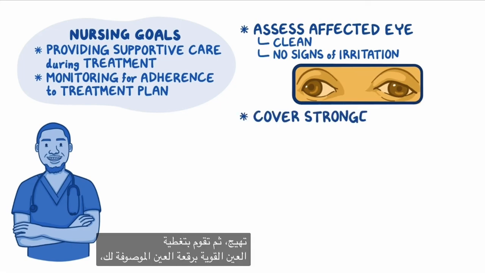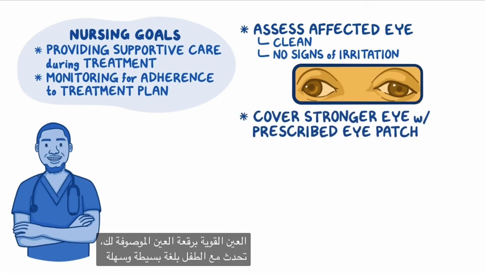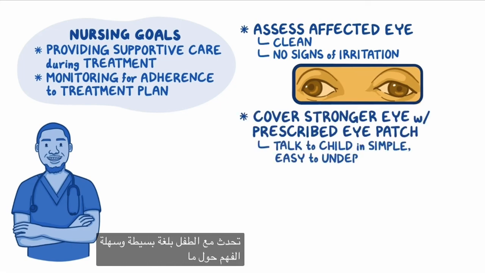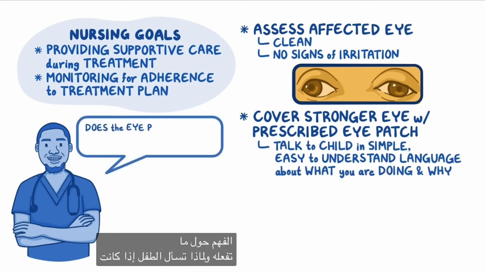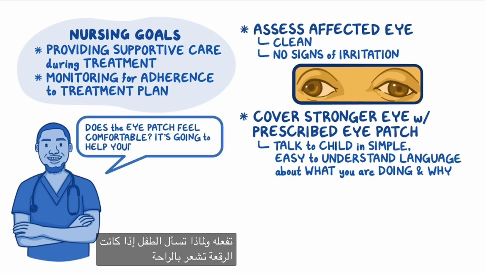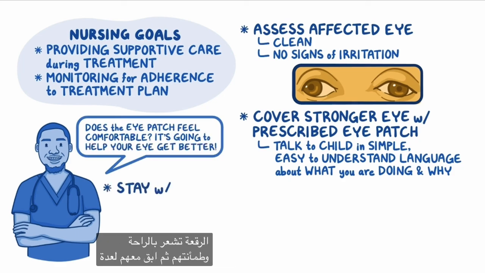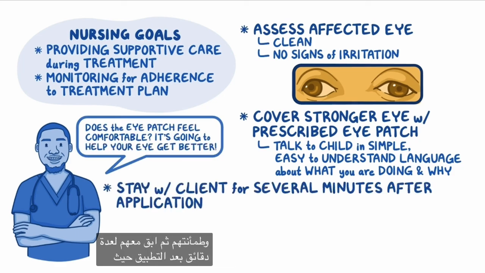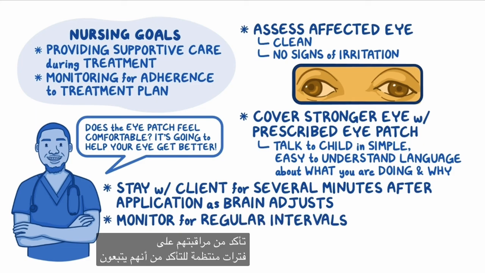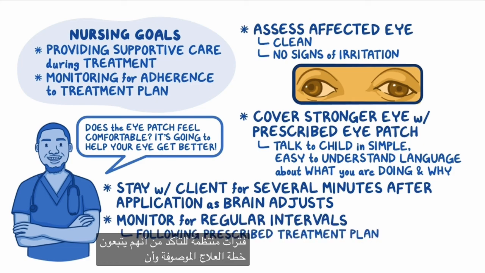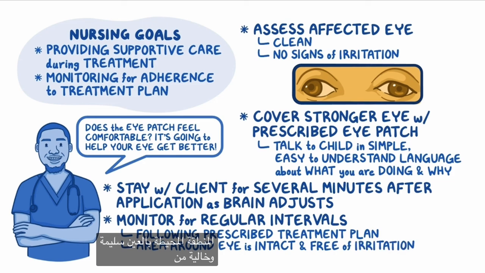Then, as you cover the stronger eye with the prescribed eye patch, talk to the child in simple, easy-to-understand language about what you are doing and why. Ask the child if the patch feels comfortable and provide reassurance. Then, stay with them for several minutes after application as the brain adjusts to having the stronger eye covered. Be sure to monitor at regular intervals to ensure they are following the prescribed treatment plan and that the area around the eye is intact and free of irritation.